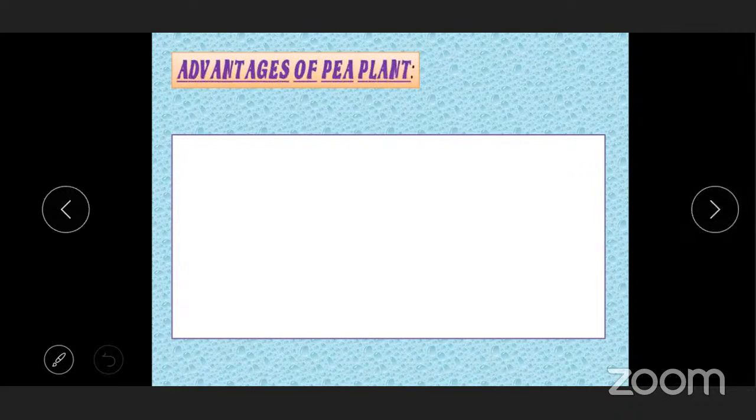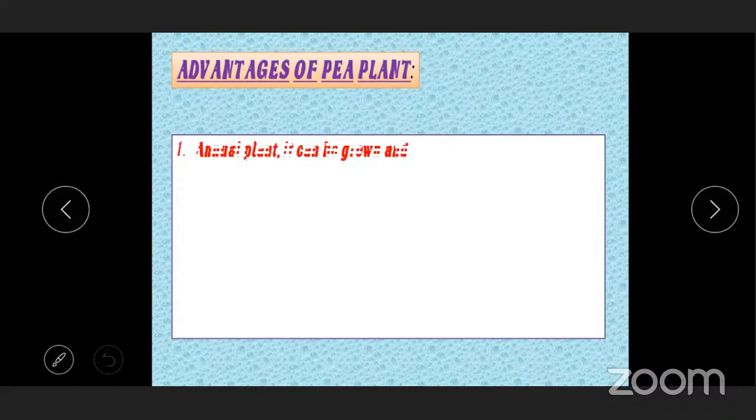Are there any advantages of the pea plant? So now let us see what the advantages of the pea plant are. Why did Mendel select the pea plant? Because the pea plant shows some special characters, some advantages. That is why Mendel selected the pea plant.